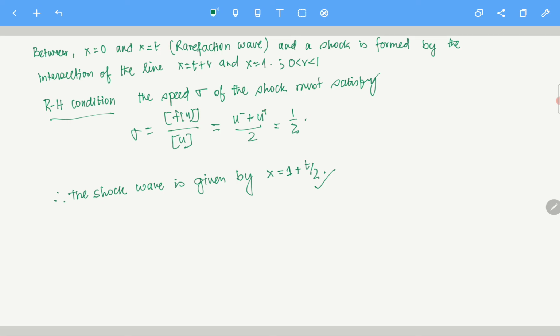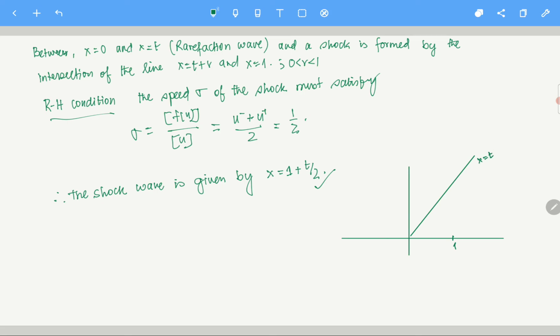Clear? Okay, so what is our weak solution? How does our weak solution look? Let me draw that weak solution first. Again drawing. So this is one. How do I put it? x equals t by 2 plus 1, so the slope is something like this. Let us draw the x equals t line. I think this is x equals t.